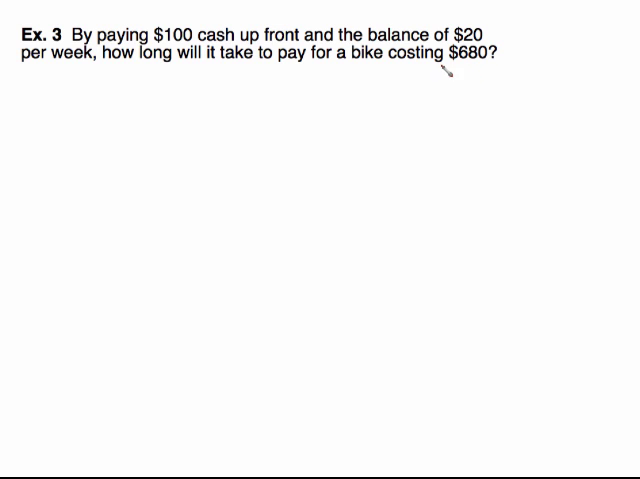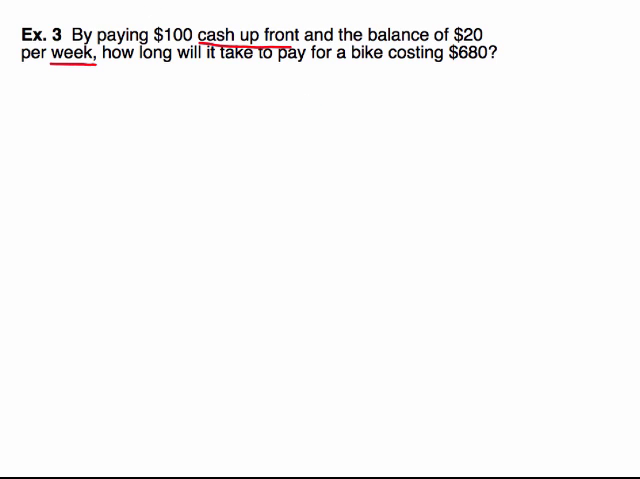like buying a car. You pay a down payment. This is this cash up front idea as your down payment, and a balance of $20 per week. That's a little odd. Usually with this you pay per month, but this is per week. And it's asking us how long will it take to pay for a bike costing $680.